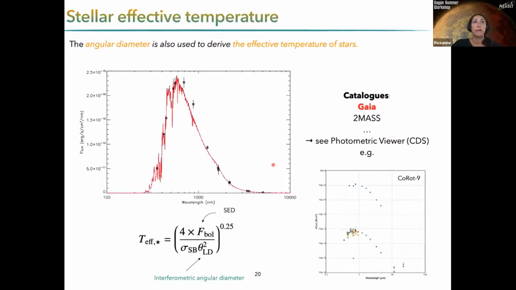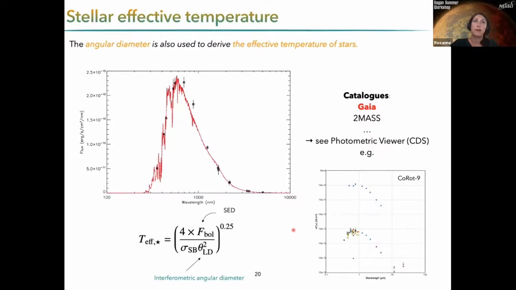But also the angular diameter is used to derive the effective temperature of stars. And for this, we'll need the SED of a star, and for this, you need a model to interpret it. But once you have the bolometric flux and your interferometric angular diameter, you have the effective temperature of stars. So this has already been explained this morning. But just out of curiosity, I checked the photometry of CoRoT-9, and I find these dots for Gaia. And I was a bit surprised to see that they are very different from the previous photometry from different instruments.